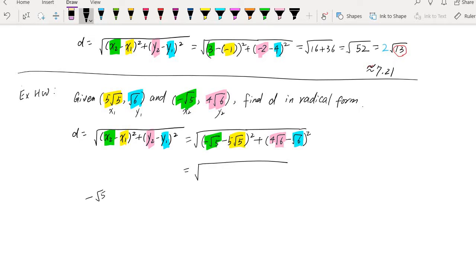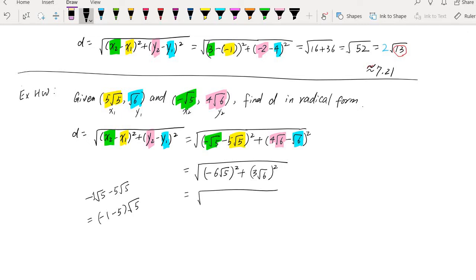Negative square root of 5 minus 5 square root of 5 is the same thing as -1 square root of 5 minus 5 square root of 5. That's just going to be -6 square root of 5, and the whole thing squared. So that's where the -6 square root of 5 comes from. And then plus 4 square root of 6 minus 1 square root of 6, that's just going to be 3 square root of 6. And again, this whole thing will be squared.